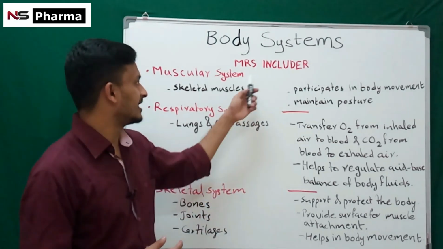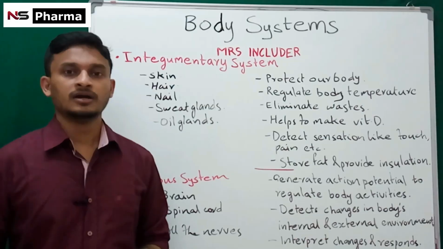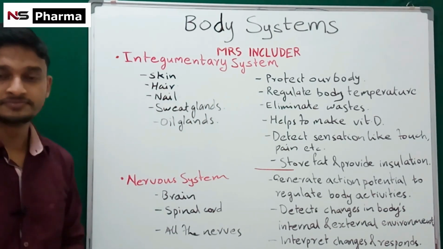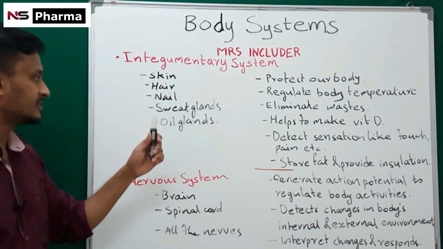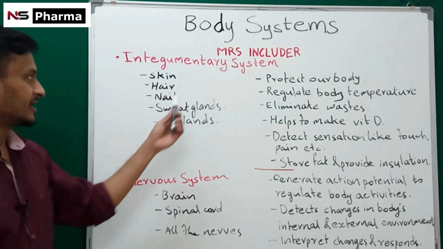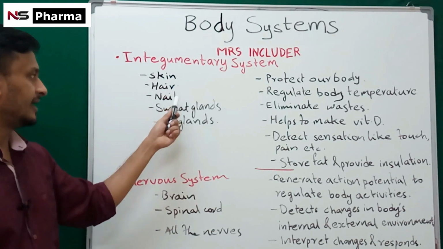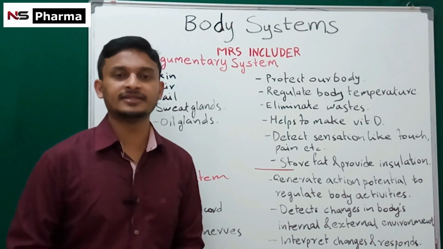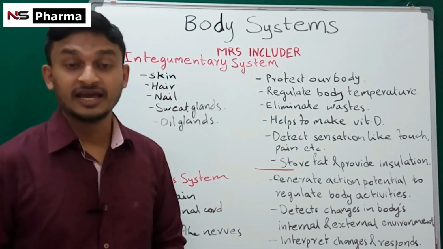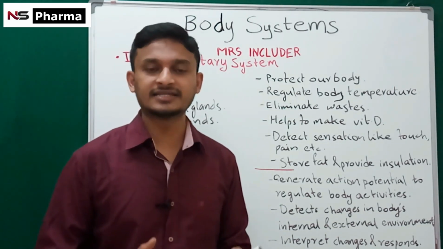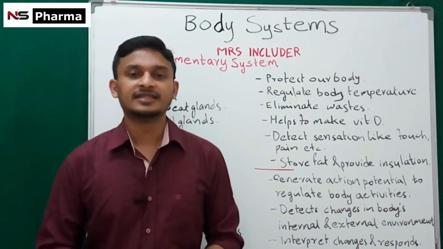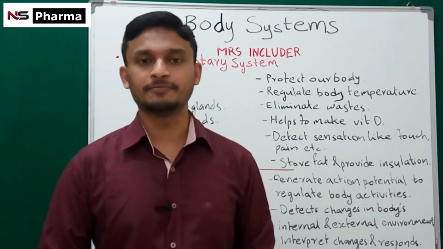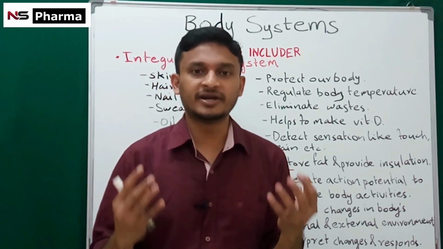Now the next one we are going to deal with is the integumentary system. The integumentary system includes skin, hair, nails, sweat glands and oil glands. These are the different parts included in the integumentary system. The integumentary system is the largest organ system in our body. This is very important. So what are the parts of the integumentary system?